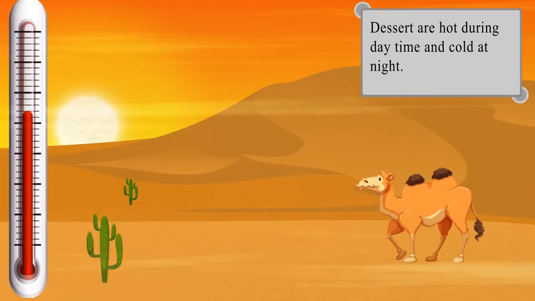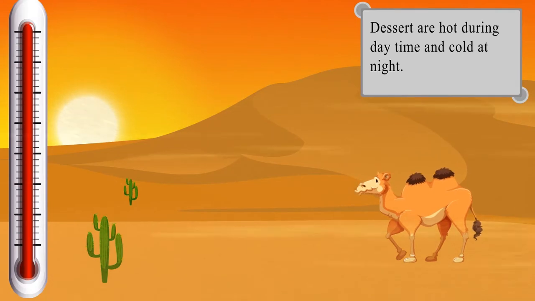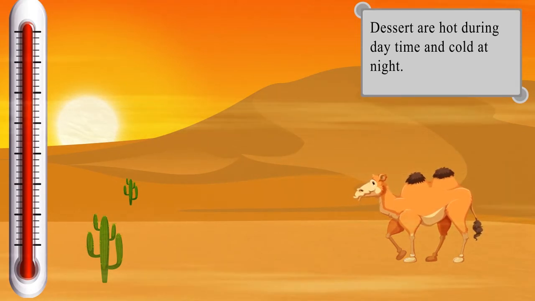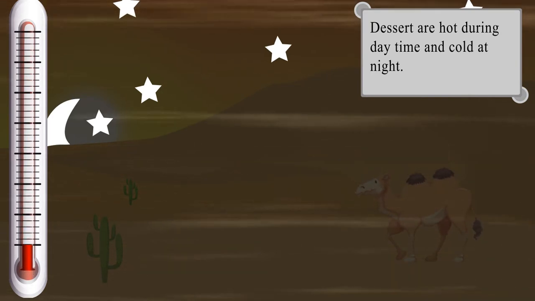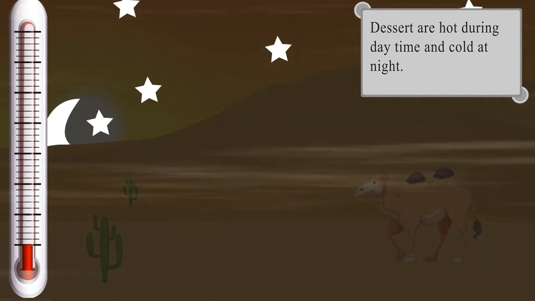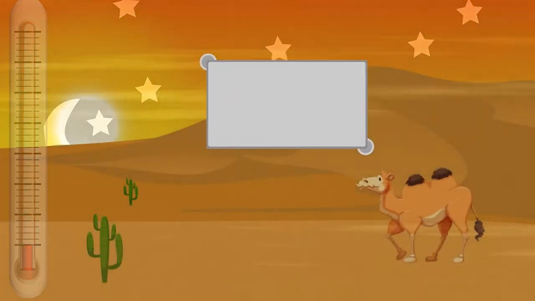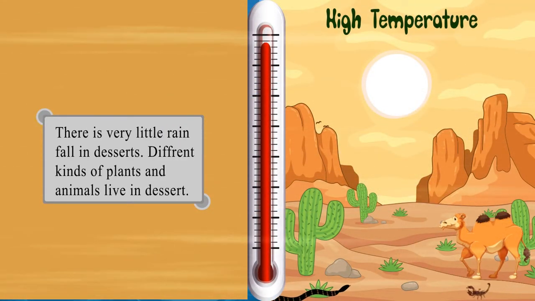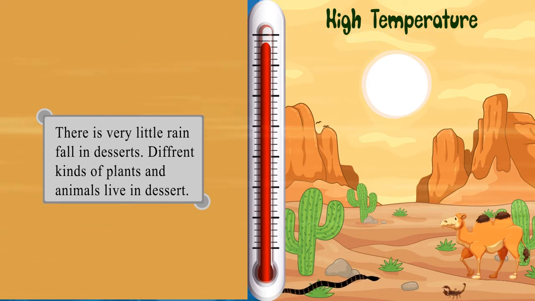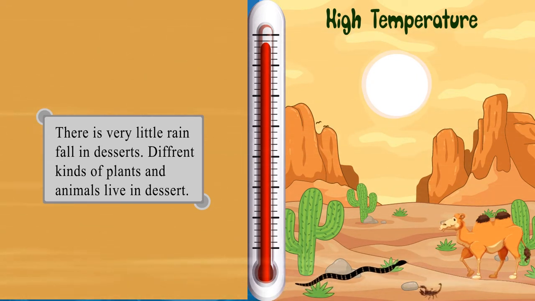Deserts are hot at daytime and cold at night. There is very little rainfall in deserts. Different kinds of plants and animals live in deserts.